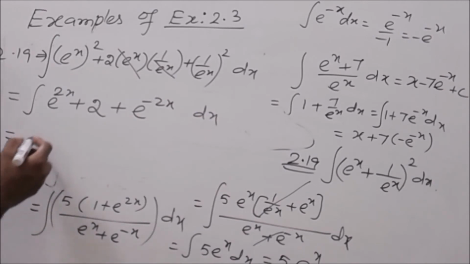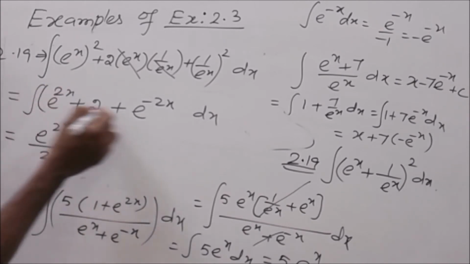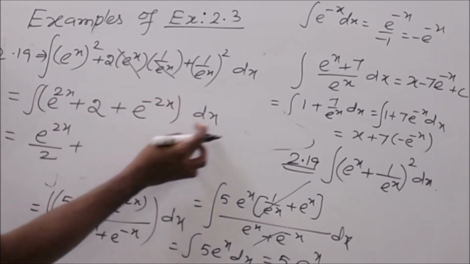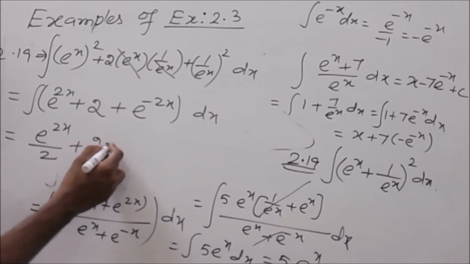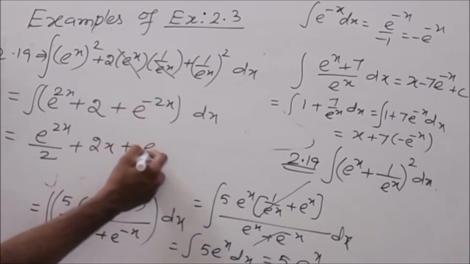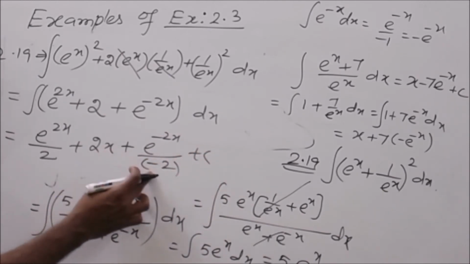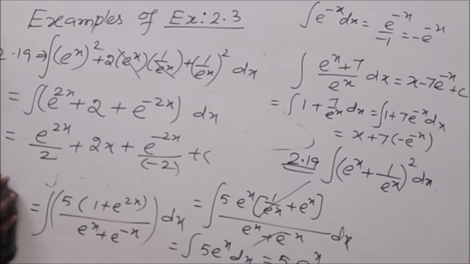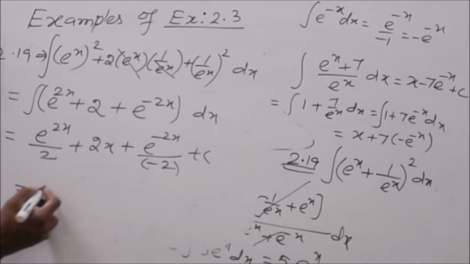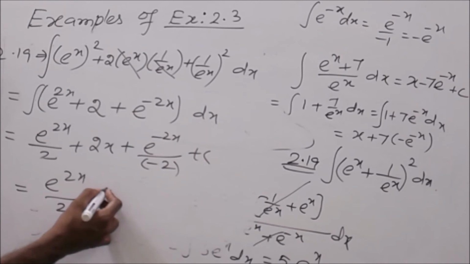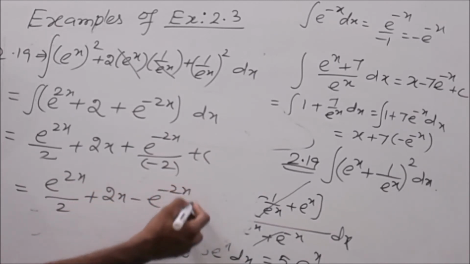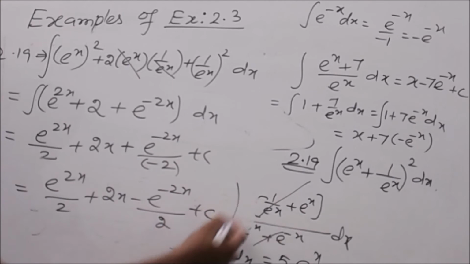Now integrating e^ax means e^ax by a plus constant. The integral of the constant 2 gives 2x, plus e^-ax means e^-ax by minus a, plus c. So this minus 2 and plus, multiplying, implies e^2x by 2 plus 2x minus e^-2x by 2 plus the constant of integration c. This is example 2.19. So we have completed all the examples today.